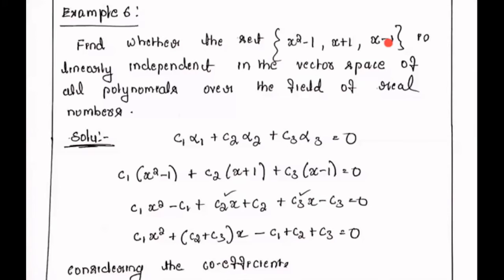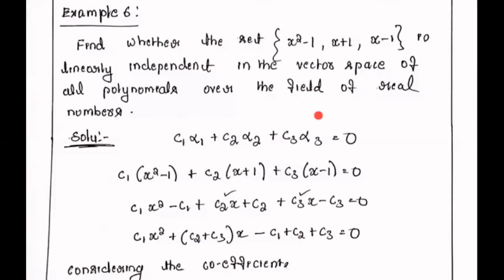No difference at all. So you have to consider this set and find out whether it is linearly independent. What you should do is find out the values of C1, C2, C3. If they are 0, then they are linearly independent. So, find whether the set is linearly independent in the vector space of all polynomials over the field of real numbers. Since 3 things are given, I'm considering them as alpha 1, alpha 2, and alpha 3. Alpha 1 is x square minus 1. Alpha 2 is x plus 1. Alpha 3 is x minus 1.